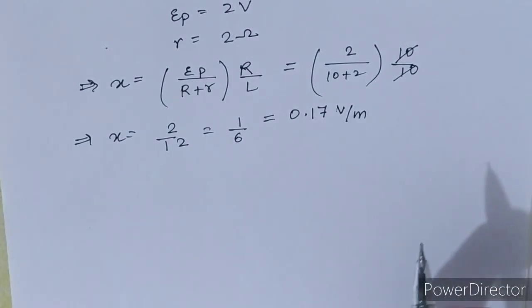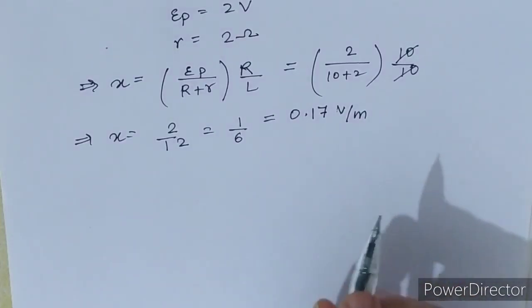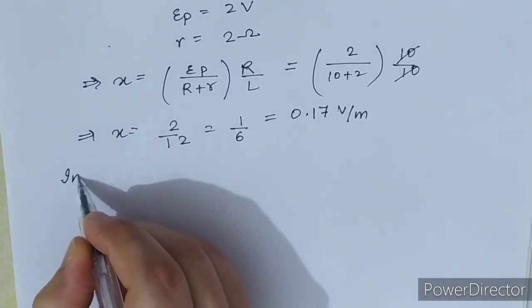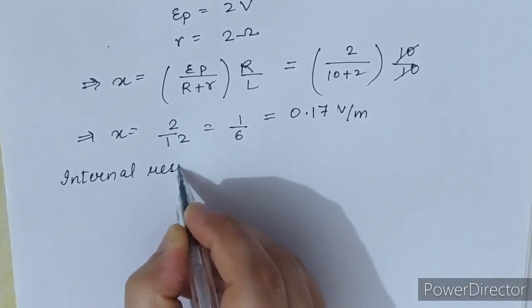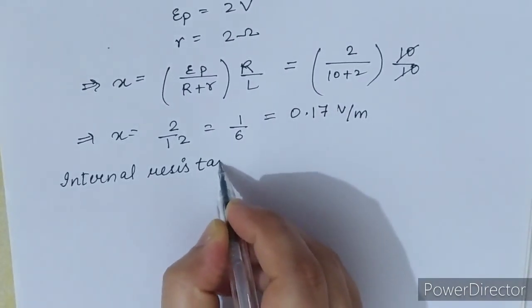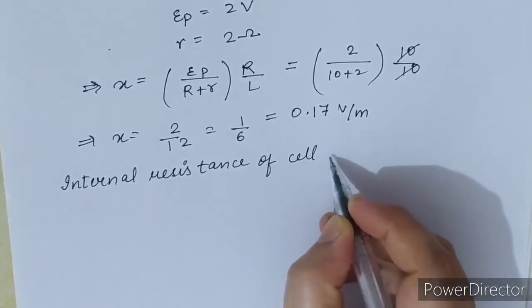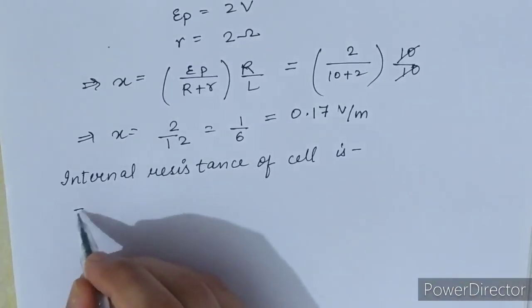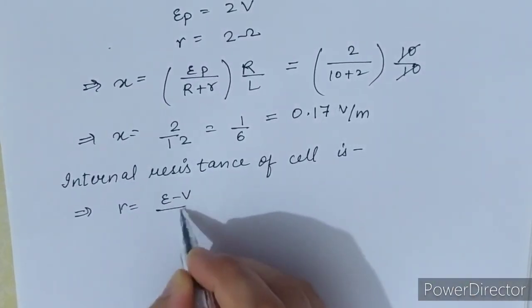But what do you have to calculate here? You have to calculate the internal resistance of the cell. So the internal resistance of a cell is r equals E minus V upon I.